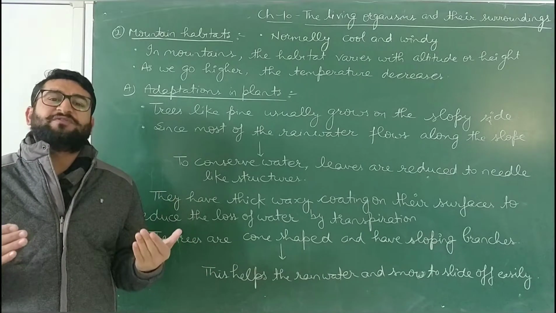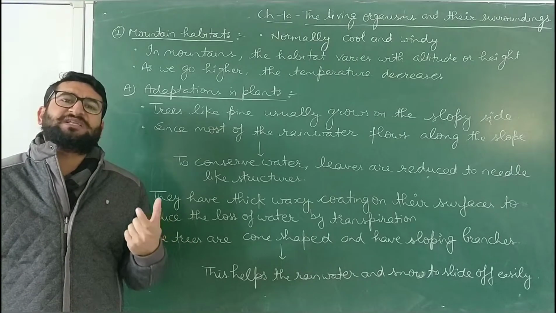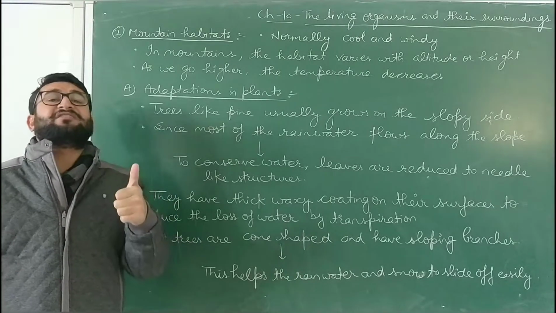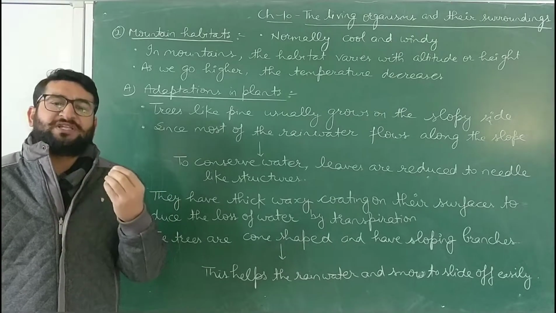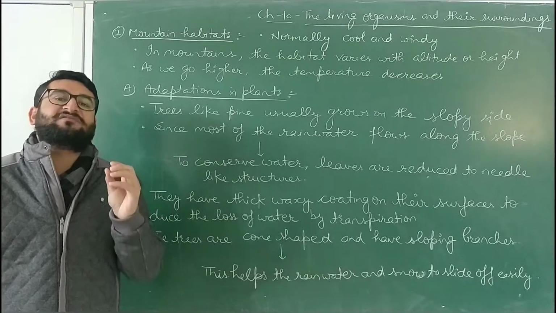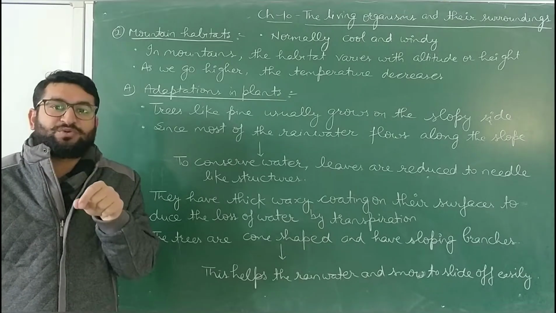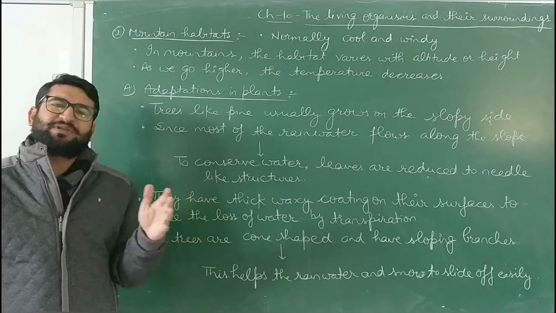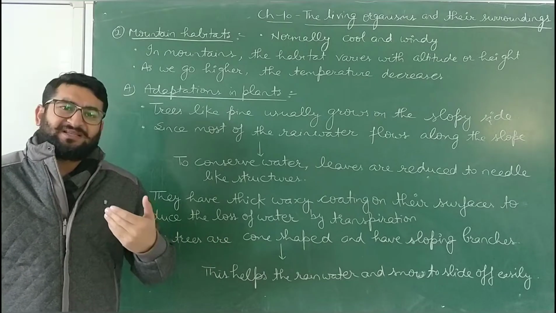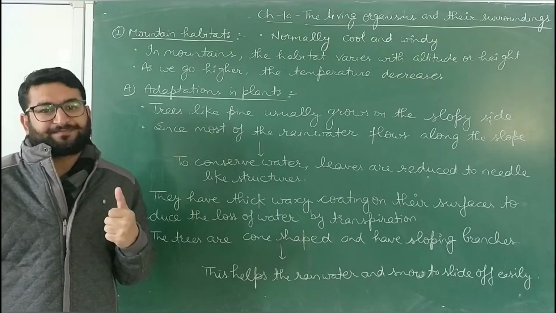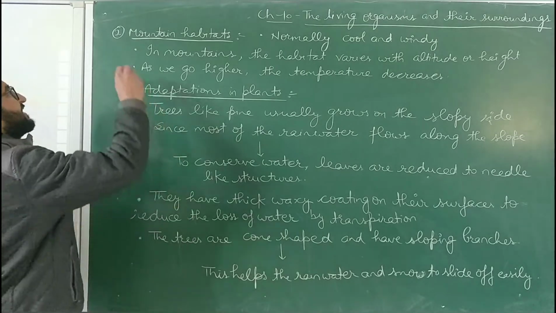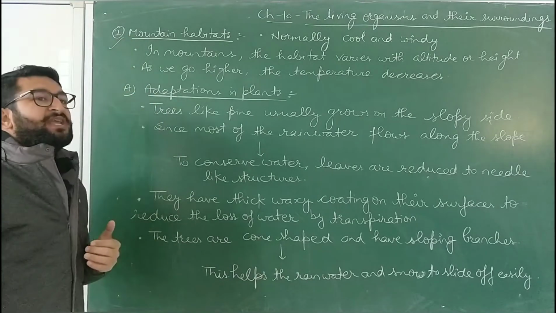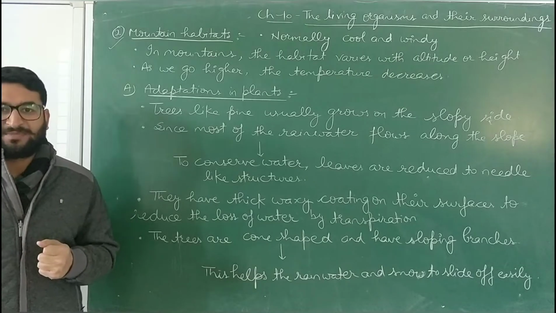The plant that usually grows there is cactus, about which we have discussed in detail: it has a thick and fleshy stem that stores water. Its leaves are reduced to spines so that transpiration can be reduced. So those were the adaptations in the plants, and in the animals as well we have discussed. In this video, we'll move further and discuss the next terrestrial habitat, that is mountain habitats.